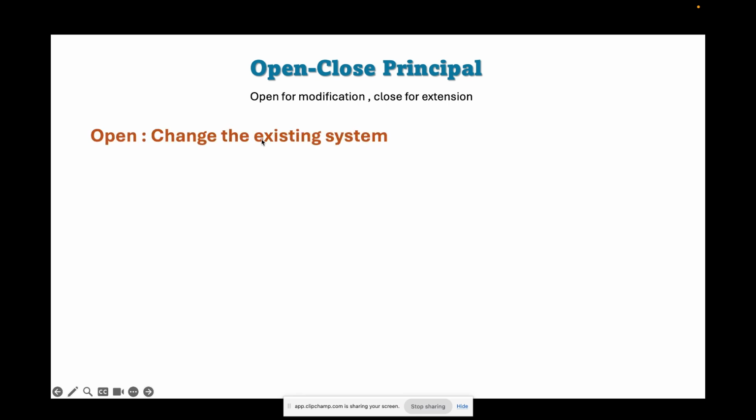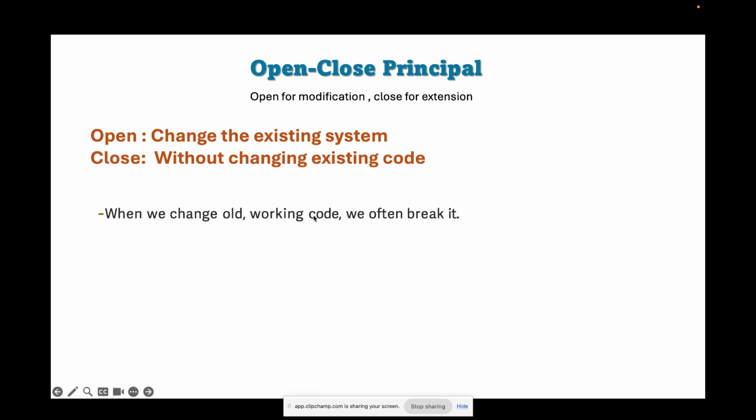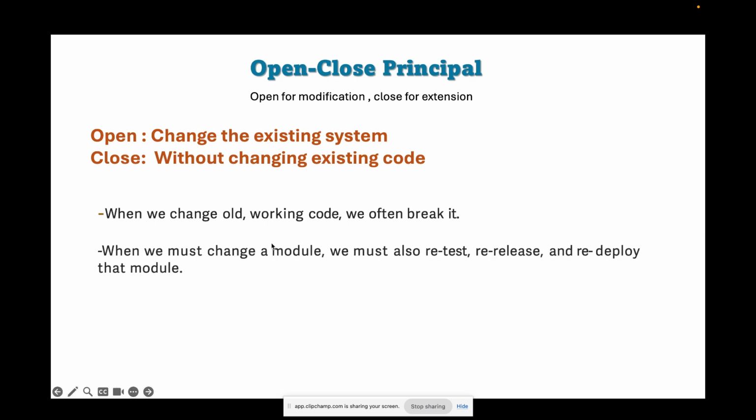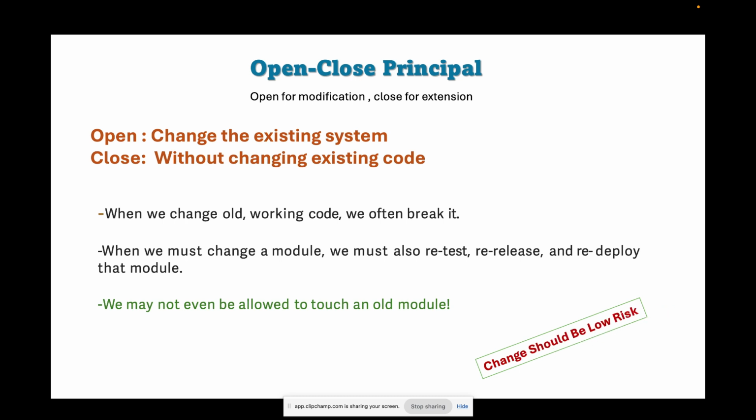Open means you change the existing system or extend the behavior of the existing system, but without changing the existing code, because when you change the existing code, there are high chances that you will end up producing a bug in your system. And when you change the existing code, then definitely you have to run your test cycle again on those parts which are already tested, right? So the quality of a good architecture is that it should not allow you to touch the old modules which are already tested or already in production, right? So the change should be low risk.